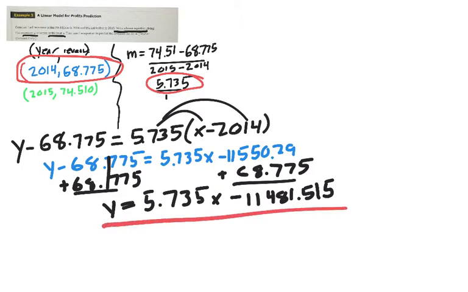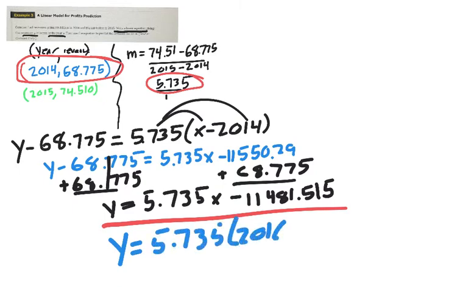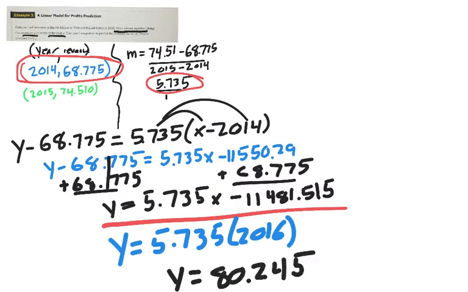That's the first part. Now the second part is make a prediction for 2016. So now x is going to be 2016. So I'm going to plug that in. y equals 5.735 times 2016, then I have to subtract 11481.515, which gives me a value that y is going to be equal to 80.245. And again, this is in billions.